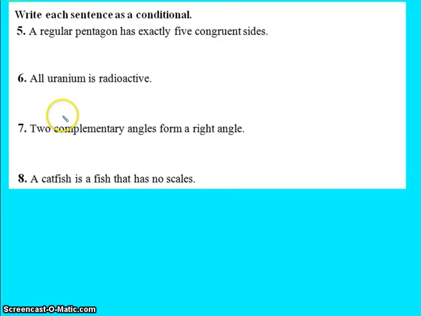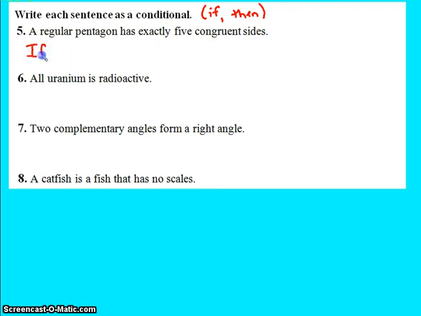Numbers 5 through 8 tell you to write each sentence as a conditional. In other words, you are going to write it as an if-then statement. And so I'll do number 5, and again you'll pause and try numbers 6, 7, and 8. Number 5 says, a regular pentagon has exactly 5 congruent sides. So we're going to change this to an if-then statement.